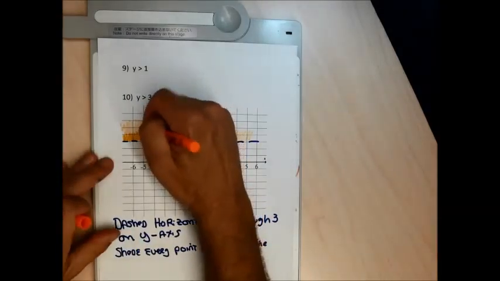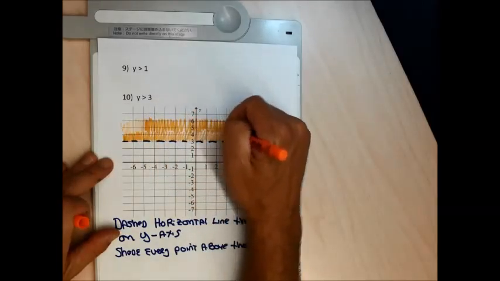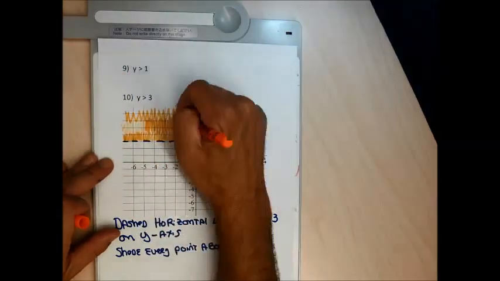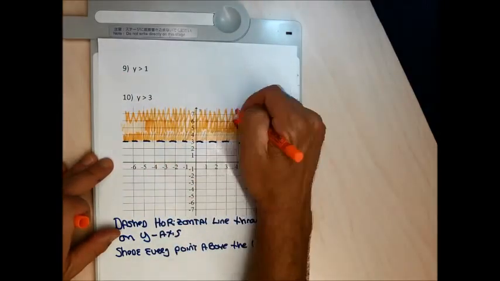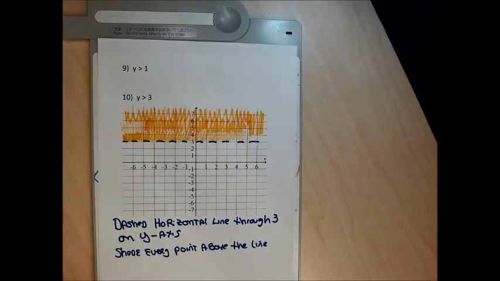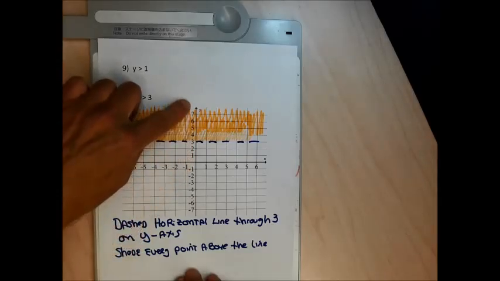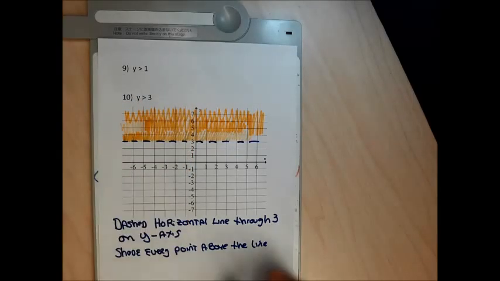And so I'm going to shade every point above my line to get a really nice complete graph. So that would be a picture of y is greater than 3. So only x's, vertical lines, greater than right, less than left. Only y's, horizontal lines, greater than up, less than down.